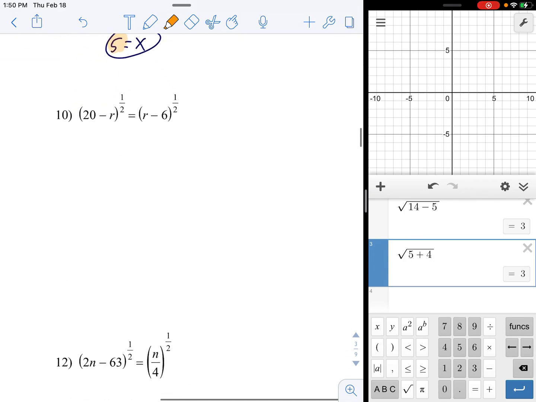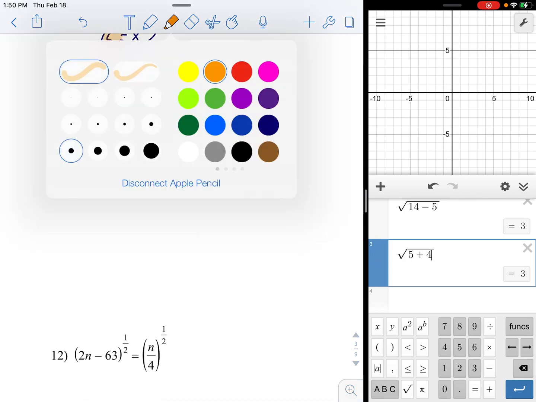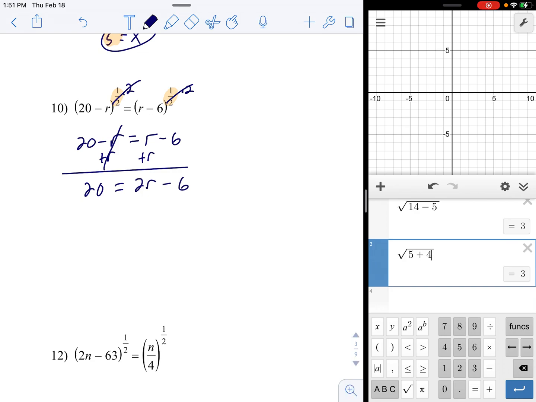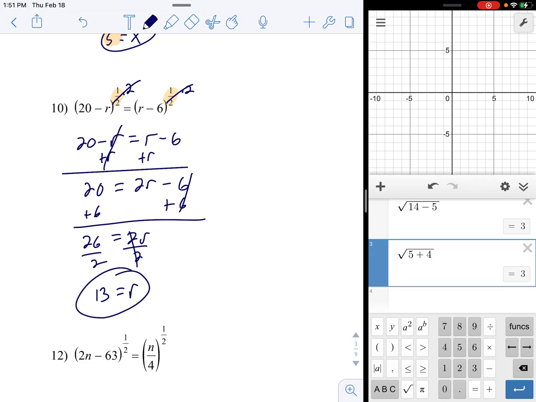All right, number 10, both sides are raised to the half power. So that means I want to raise both sides to the second power. Halves and 2's cancel each other out. I get 20 minus r equals r minus 6. From here, I'm going to get the variable terms together. So I'll plus r, and I'll cancel that out. 20 equals 2r minus 6. Add 6 to each side. 26 equals 2r. Divide by 2, r equals 13.